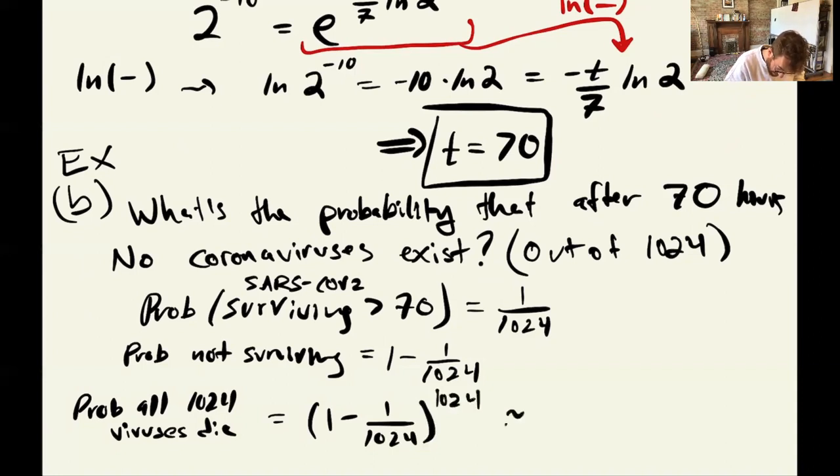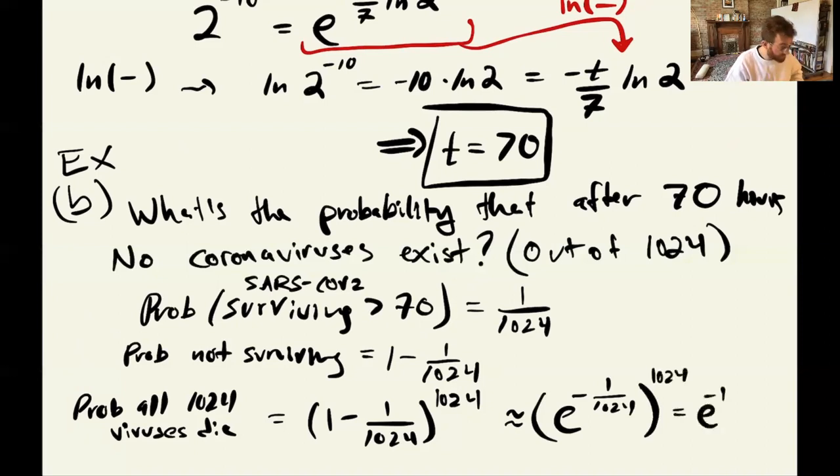Well, remember, I can approximate this using 1 minus x is approximately e to the minus x. So this is the same thing as e to the minus 1 over 1024 raised to the 1024, which is equal to e to the minus 1. And this works out to be roughly 36.79%. It's 1 over e, which is 36.79%.